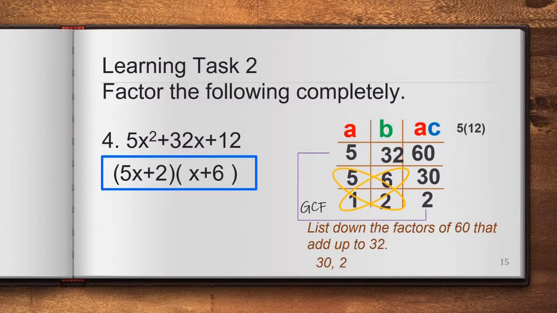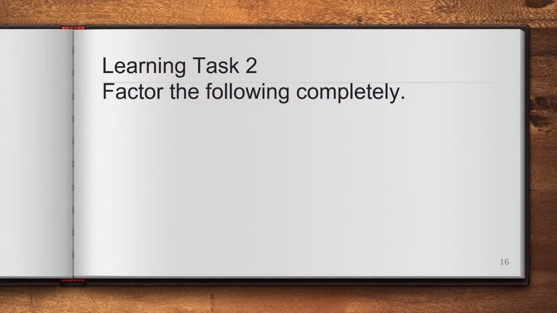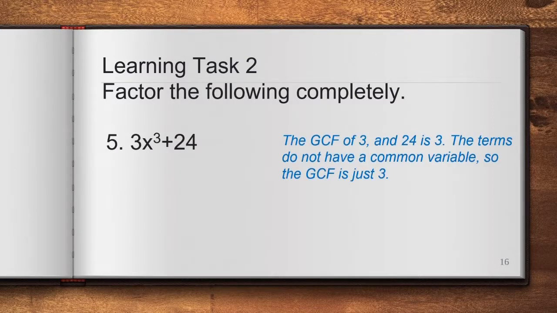Para naman sa number 5, here's our given, 3x cubed plus 24. So, basta may makita kayo na common monomial factor, ipa-factor out nyo muna yon bago kayo sumabak sa iba pang factoring methods. Like that, pwede silang ma-divide sa 3. Kaya 3 is the common factor or the greatest common monomial factor. Let's divide each term by 3. The answer will be x cubed plus 8.